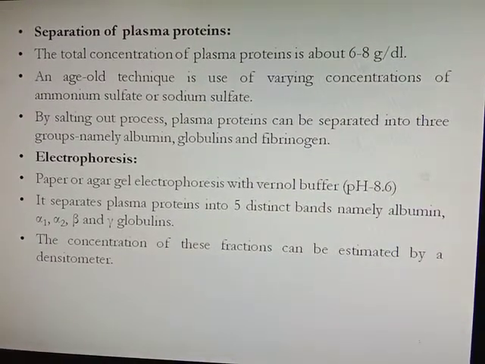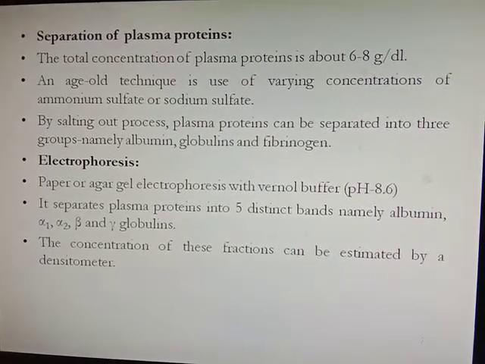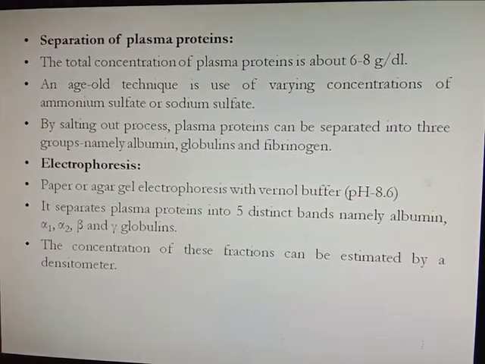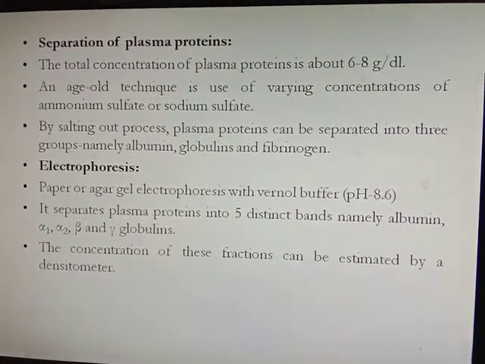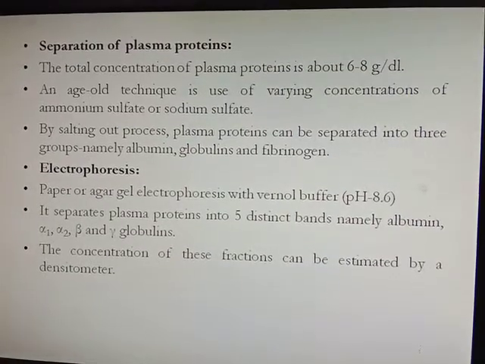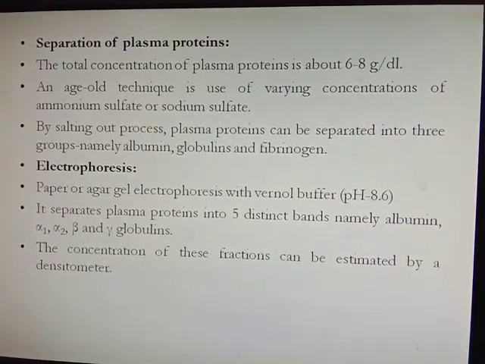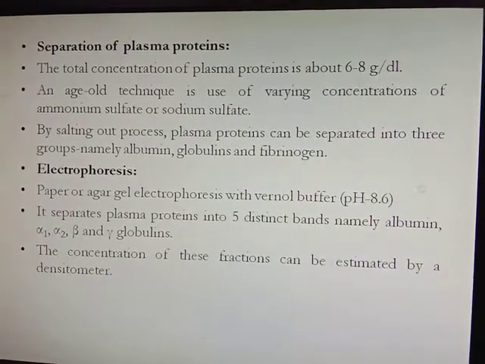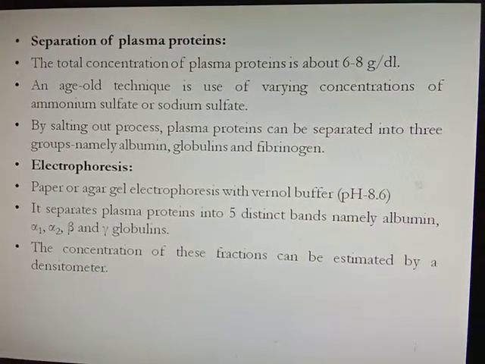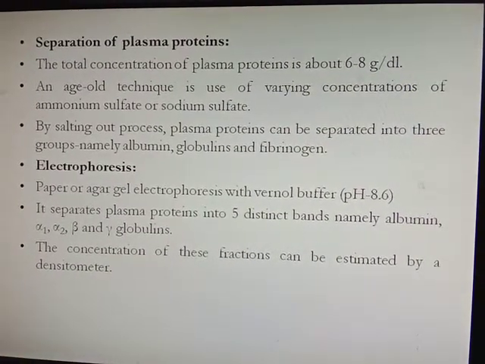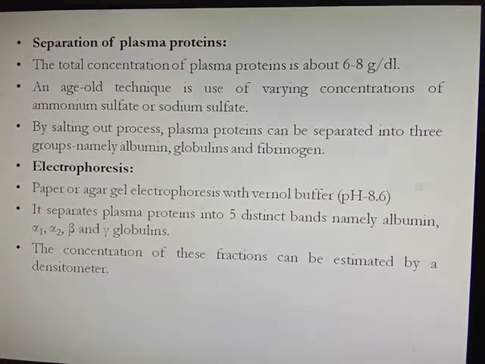An old technique used for the separation of plasma protein is the addition of varying concentrations of ammonium sulfate or sodium sulfate. In practical, we already learned about half saturation and full saturation. The same technique is applied to separate the different components of plasma protein by adding different concentrations of ammonium sulfate or sodium sulfate. By the salting out process, plasma protein can be separated into three groups, namely albumin, globulin and fibrinogen.